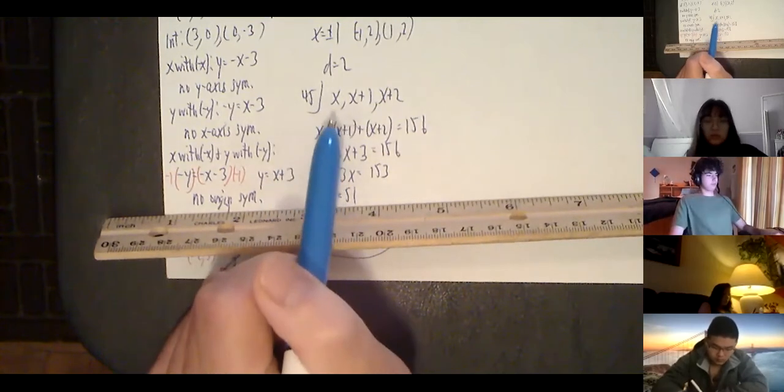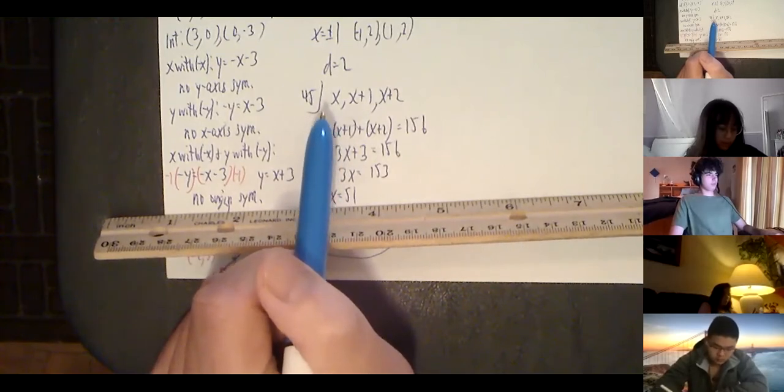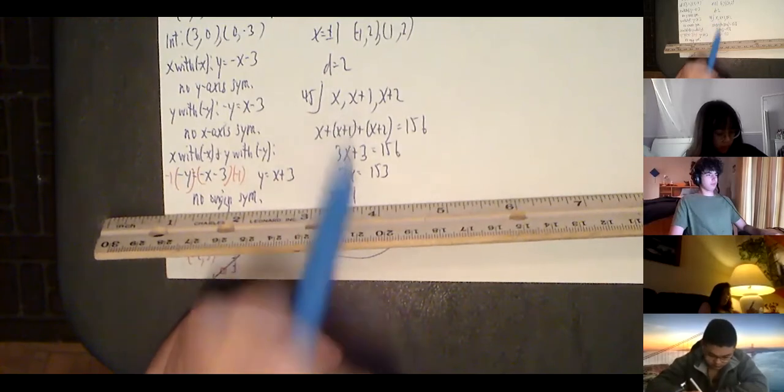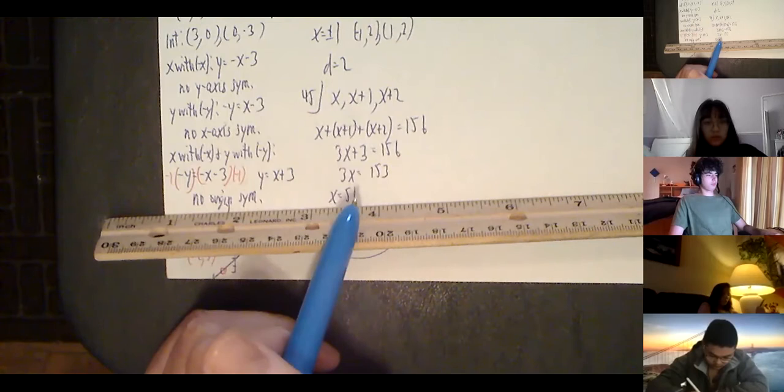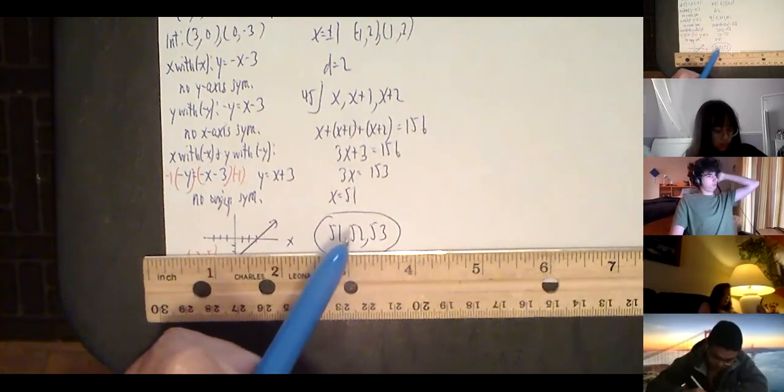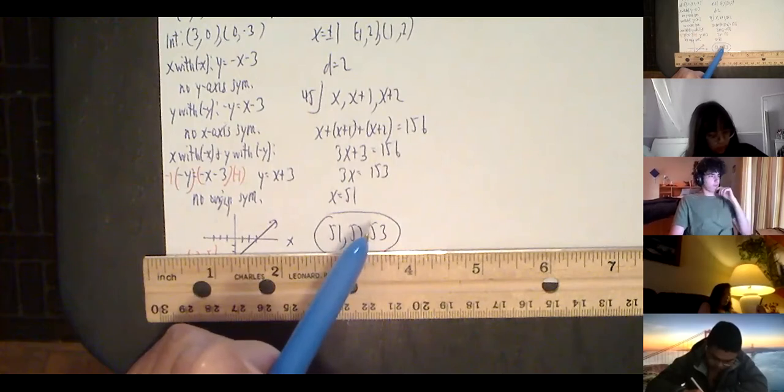51 is the smallest number. The question asks for 3 consecutive integers. Well, that's easy. If the first one is 51, what's the next one? 52. And the one after that, 53. So your final answer is 51, 52, and 53.